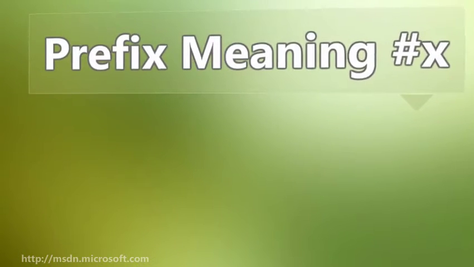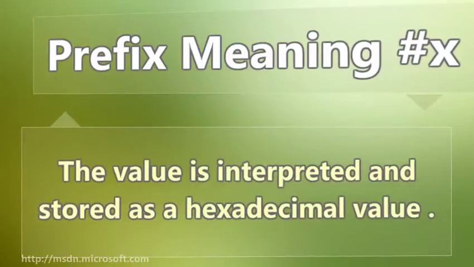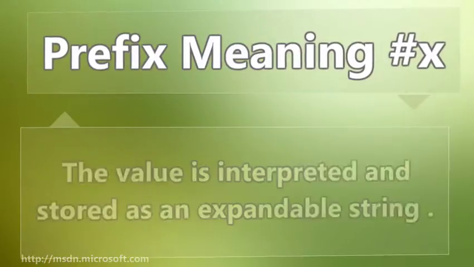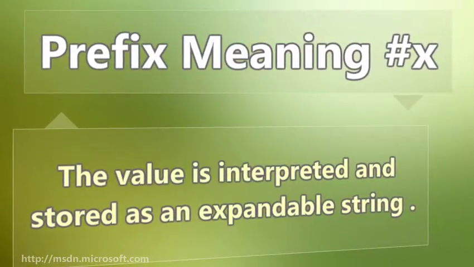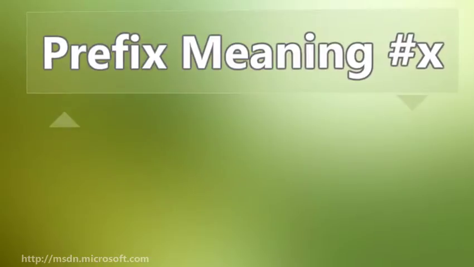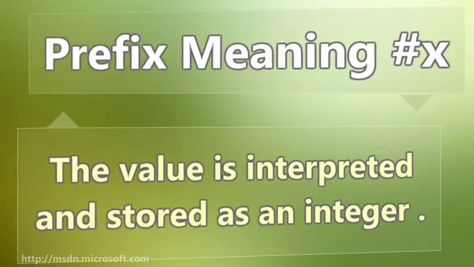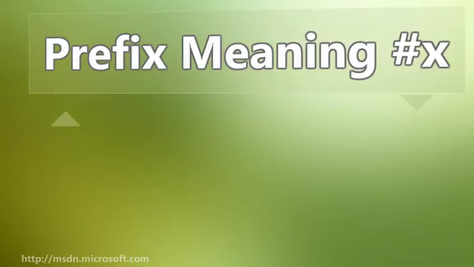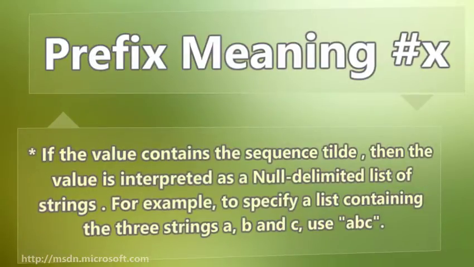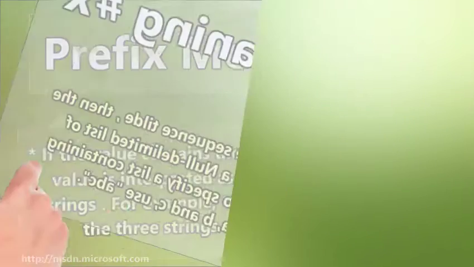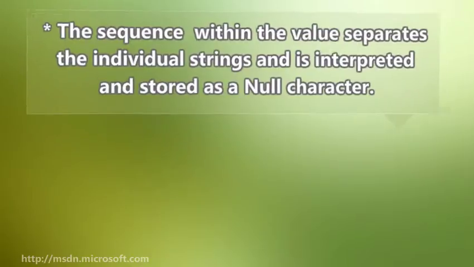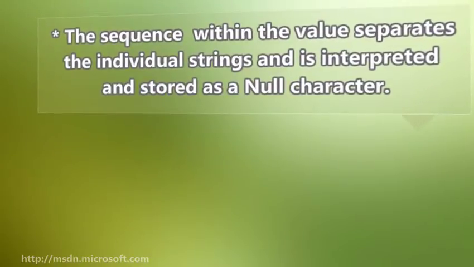Prefix, meaning: #x. The value is interpreted and stored as a hexadecimal value. #%. The value is interpreted and stored as an expandable string. #. The value is interpreted and stored as an integer. If the value contains the sequence [~], then the value is interpreted as a delimited list of strings. For example, to specify a list containing the 3 strings A, B and C, use [~]A[~]B[~]C[~]. The sequence [~] within the value separates the individual strings and is interpreted and stored as a null character.